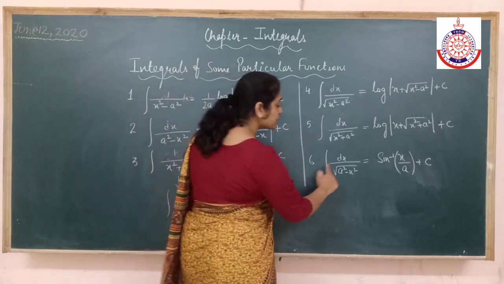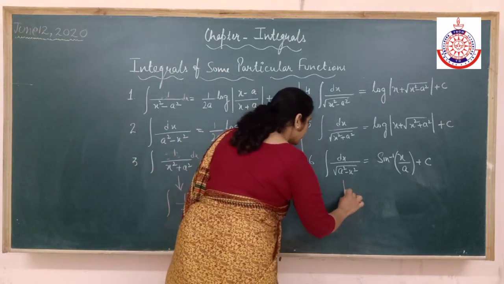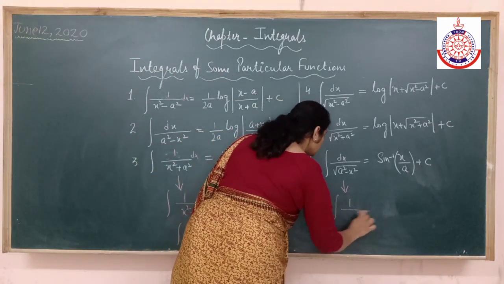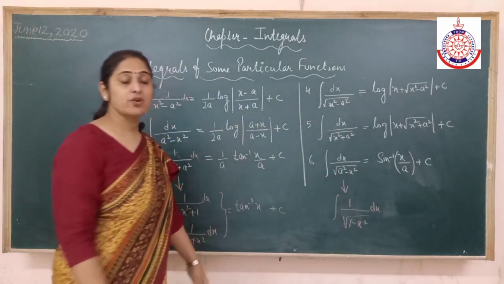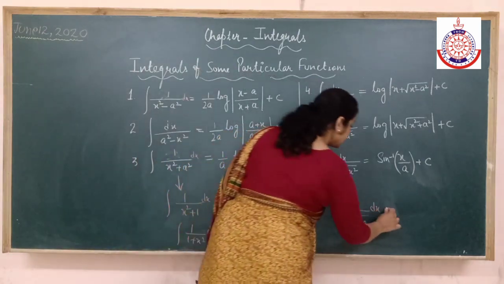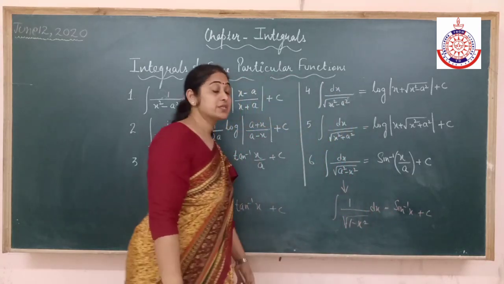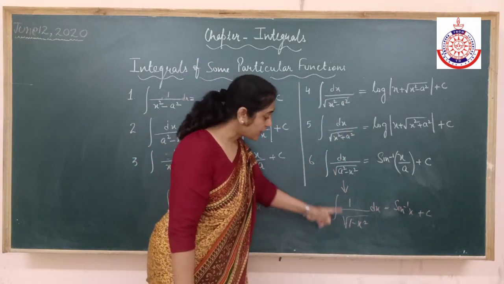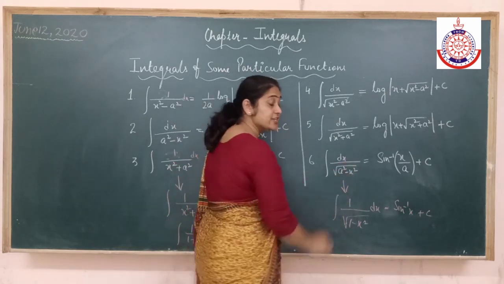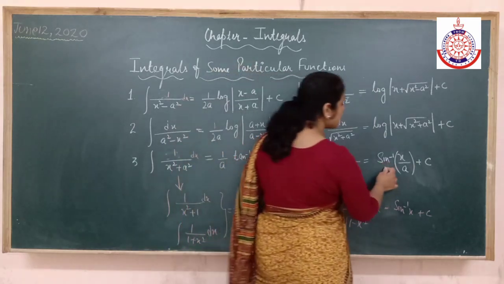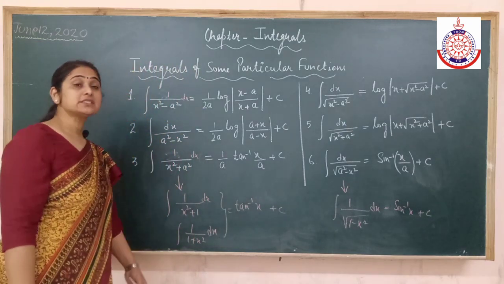Alright. And if it comes 1 upon under root a squared minus x squared, again recall, we have done this formula earlier also. What is the integration of 1 upon under root 1 minus x squared? It is either sine inverse x or minus cos inverse x, and this is the general form of it. In place of 1, any constant can be there. So what is the integration of 1 upon under root a squared minus x squared? That is sine inverse x by a plus c.